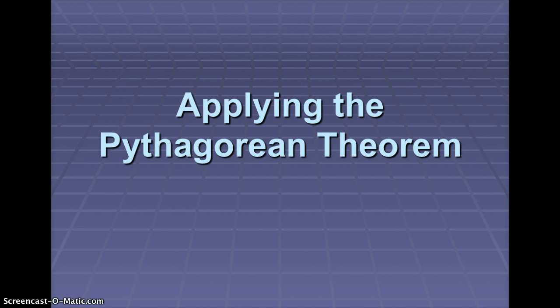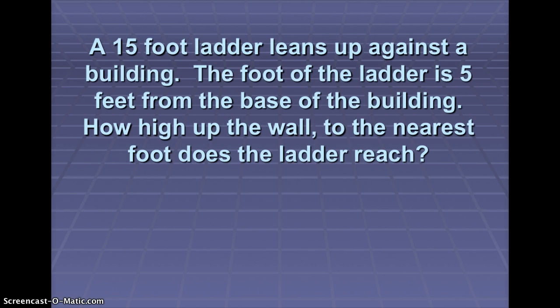So let's apply the Pythagorean Theorem. I'd like you to try these problems as I go through them to make sure that you understand it. So a way to apply the Pythagorean Theorem, we have a 15-foot ladder that leans up against a building. The foot of the ladder is 5 feet from the base of the building. How high up the wall to the nearest foot does the ladder reach?